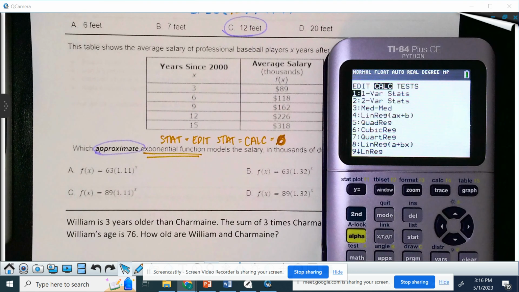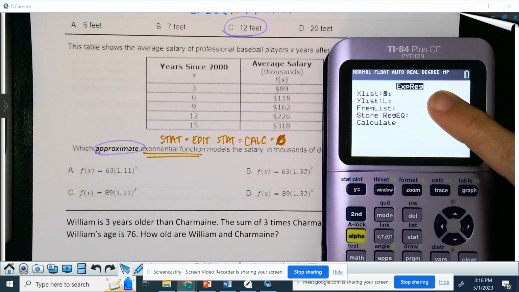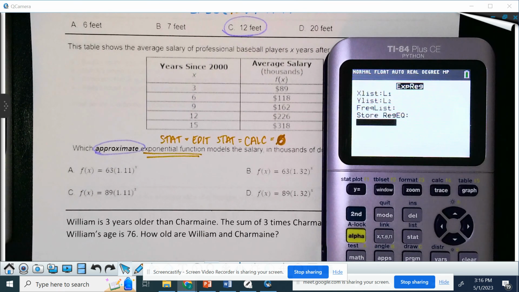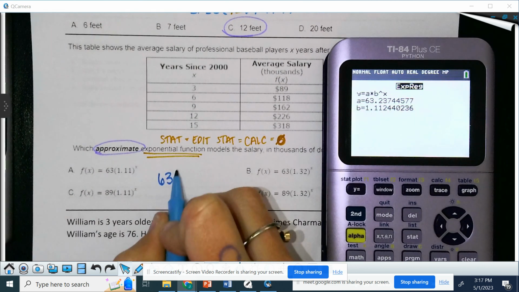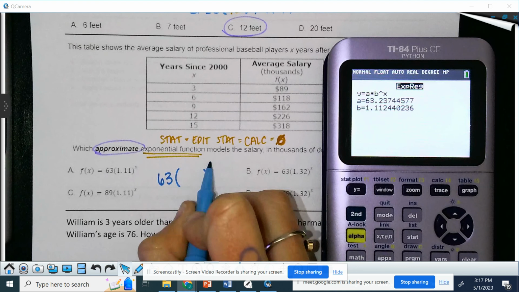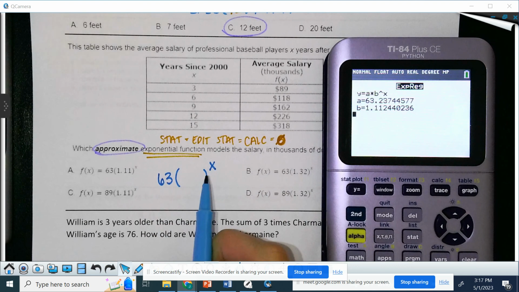And you can either arrow down or you can push the number 0, and you'll see the EXP regression on the top. You're just entering down until it finalizes that calculate, because then you're telling it you want it to do it. A times B raised to the X, so 63. All of our answer choices are whole numbers, so we'll just leave off the decimals for now. So 63 A times B raised to the X power. That X in the exponent is why this is an exponential function.